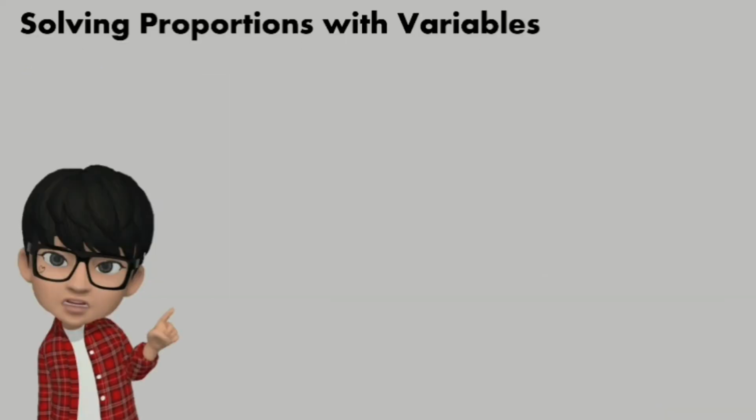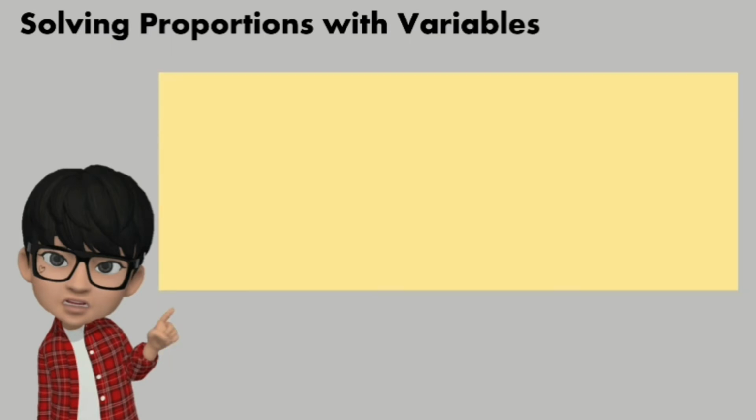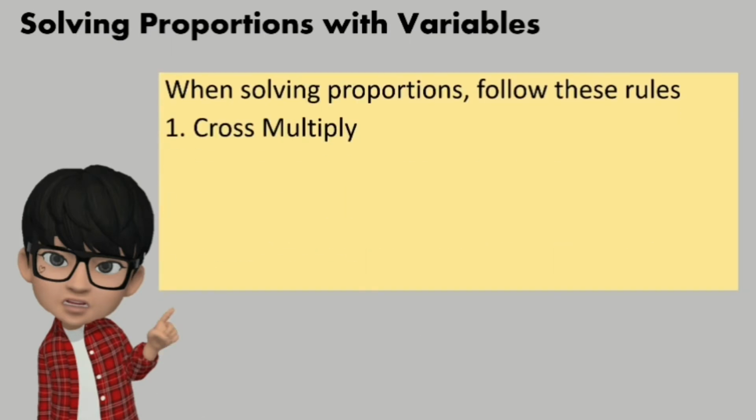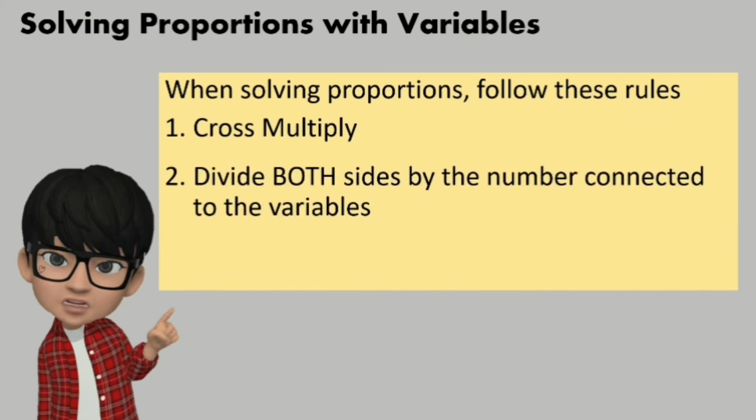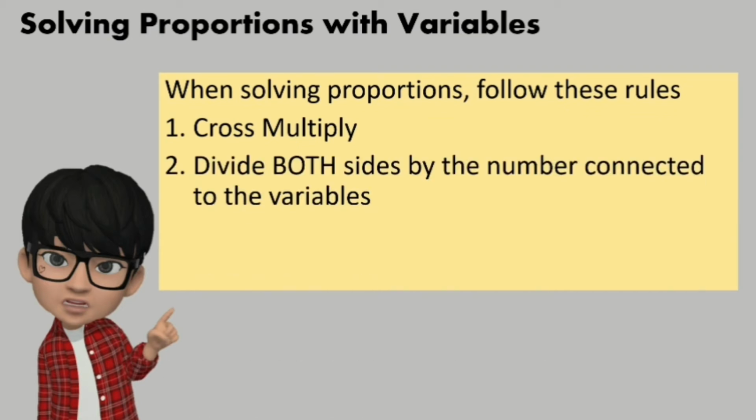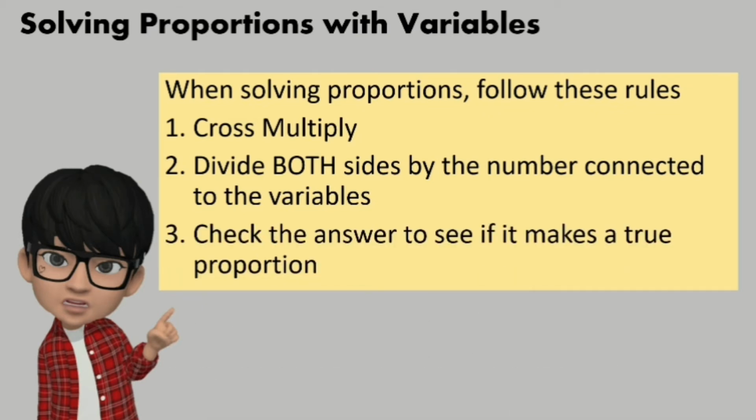Here are some rules in solving proportions with variables. Number 1, apply cross multiplication or cross product. Number 2, divide both sides by the number connected to the variable. And number 3, check the answer to see if it makes a true proportion.